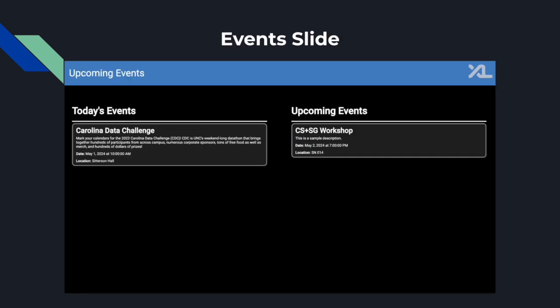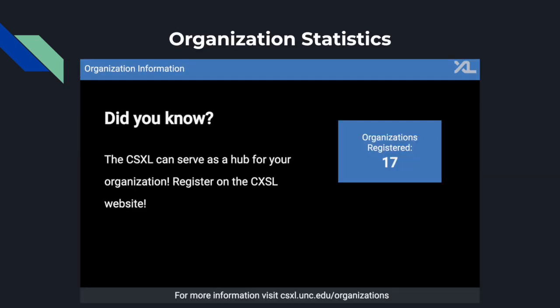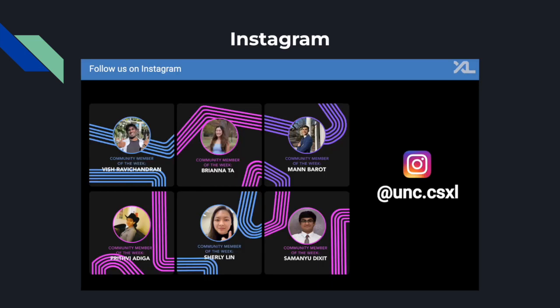And next, we can go to our events slide, and this is also fetched information using the events API. It shows today's events and then upcoming events in the future. And then we have an organization statistics slide, and essentially we think that this slide would be able to advertise people registering their organization with the CSXL. If you look over to the right, it has fun statistics to encourage people with organizations registered. This is also fetched using the organization API.